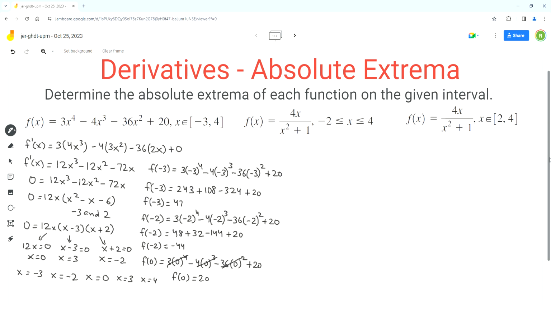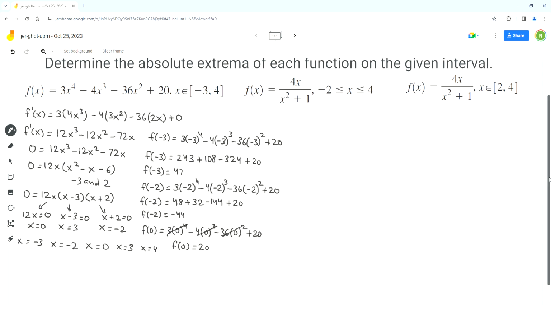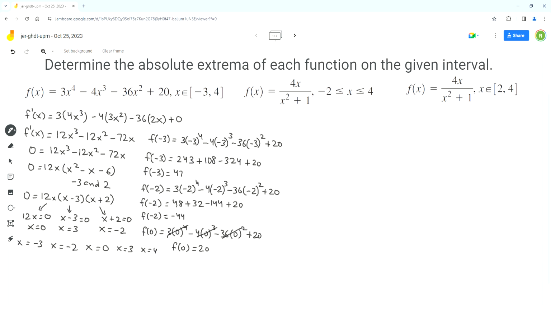Now we can find the function value at x equals 3. So we can do it here. So f at 3. So we get 3 times 3 exponent 4 minus 4 times 3 exponent 3 minus 36 times 3 exponent 2 plus 20. So now we have to simplify this expression. So f at 3.